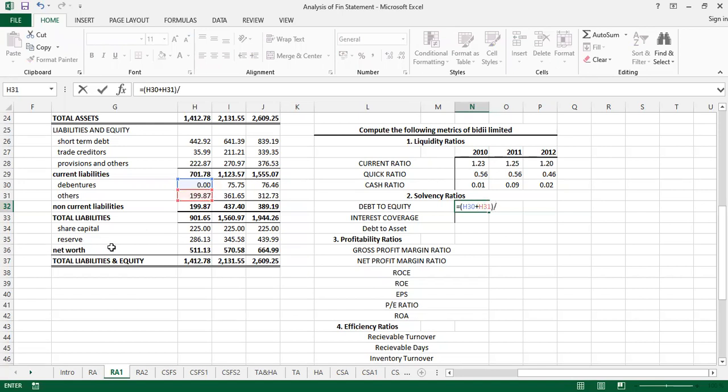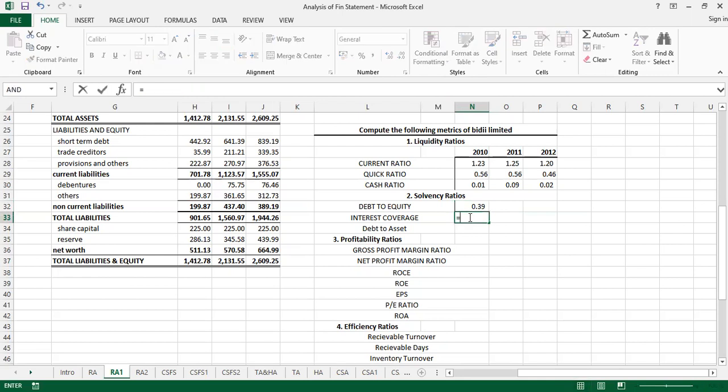So total equity is also known as net worth, isn't it? Divided by this one. Control Enter. I'll do 2 decimal places. We can also do percentage, because sometimes the debt equity ratio is written in percentage. So we go to our interest coverage ratio, equals.